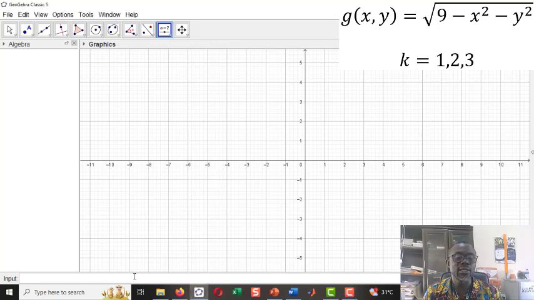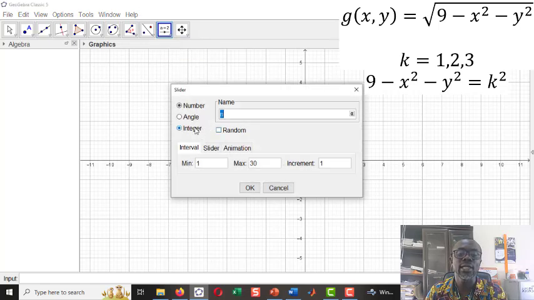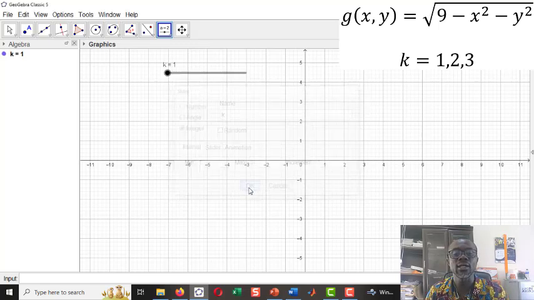Now what we do here is square both sides and make it 9 minus x squared minus y squared equal to k squared. So that's what we type. But first we set the slider as usual, taking an integer starting from 1 to 3, that's the maximum, with a step size of 1. So our k here is 1, and we click OK.